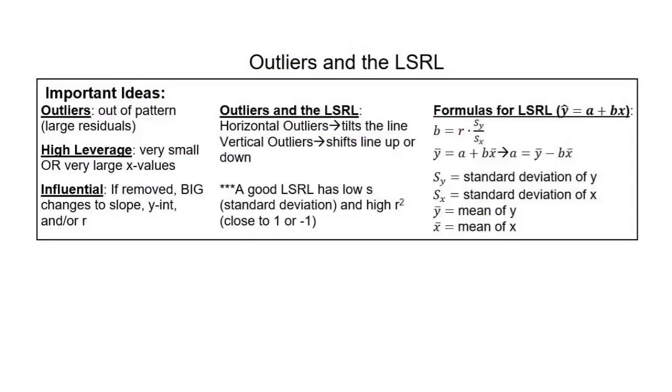All right, flip her over. Outliers would be anything that is out of the pattern, anything that has a large residual. High leverage points are going to be horizontally added things, things with very large or very small x values. It's influential if, when removed, there's a big change to the slope, the y-intercept, or R. Horizontal outliers are going to tilt our line. Vertical outliers are going to shift the line up or down. A good least squares regression line has a low standard deviation and a high R squared.